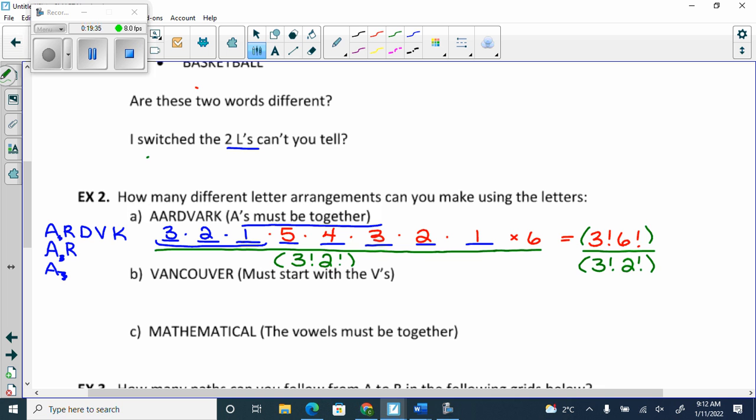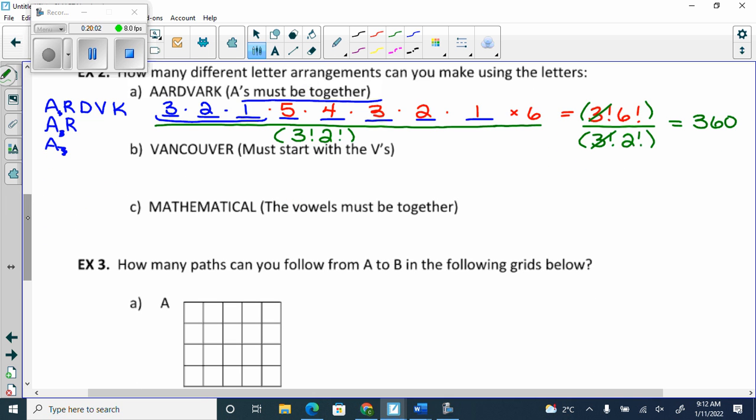Because the 3 factorials cancel, 6 factorial divided by 2. You could have technically not written either of those, correct? Because they cancel, one on the top, one on the bottom. 6 factorial, 720, divided by 2 is 360. Okay. B and C, go.